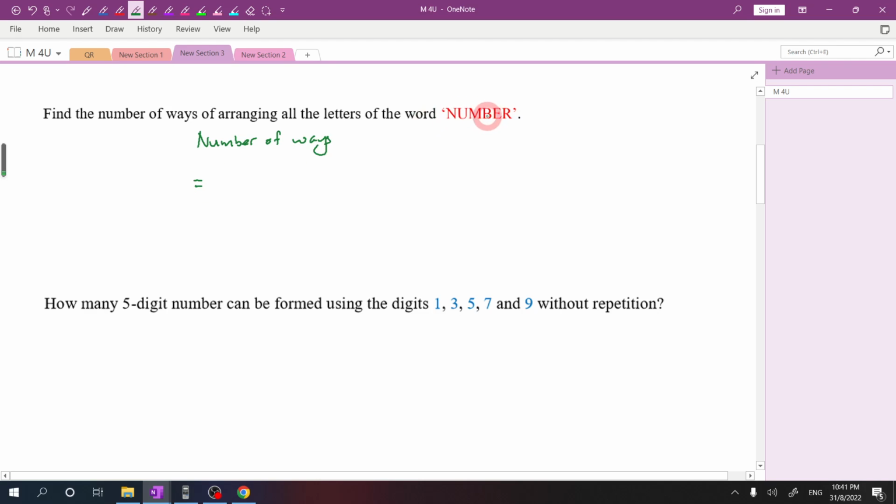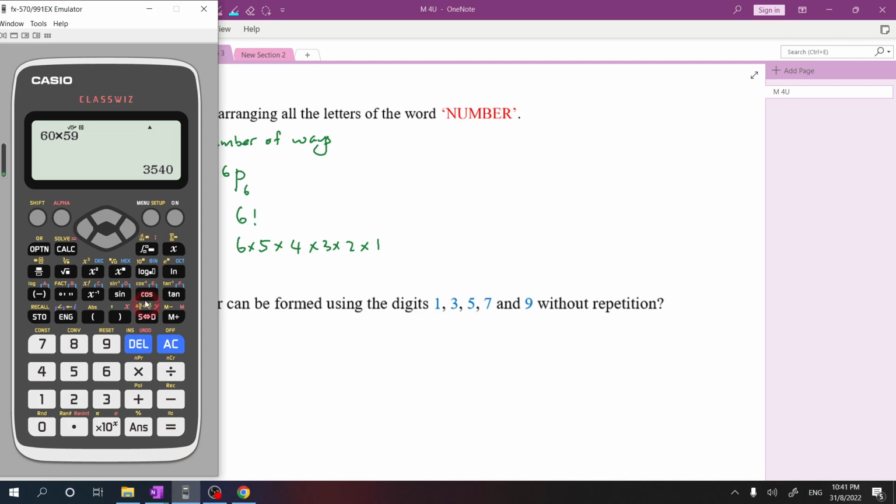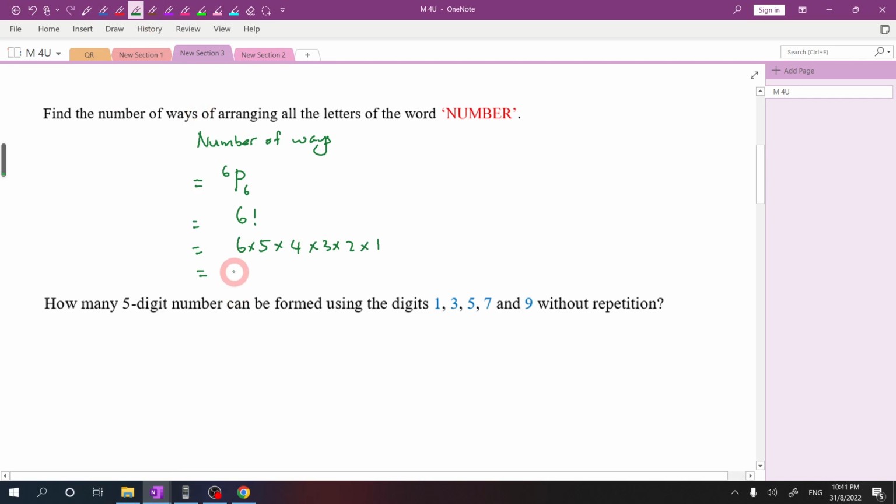1, 2, 3, 4, 5, 6. It actually means 6P6 because we need to use all of them. We have 6 letters, we need to use all of them. So 6P6 just means 6 factorial. 6 factorial is actually equal to 6 times 5 times 4 times 3 times 2 times 1. You can use your calculator to help you. 6 factorial is equal to 720. We have 720 ways to arrange all of these letters.